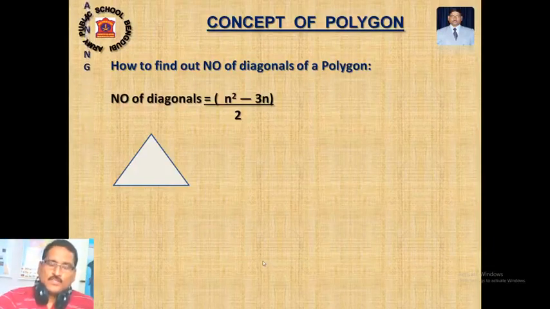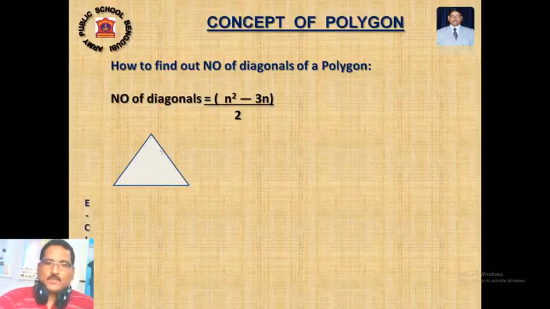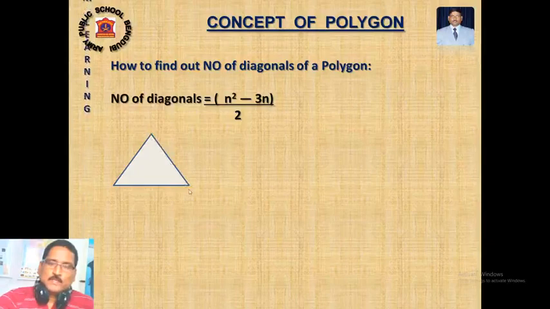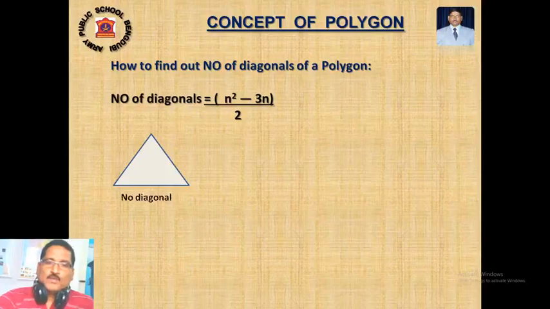Or diagonal, what is called a diagonal? The diagonal is a line segment that joins the alternate vertices of the polygon. So if I start from here, this will not be a diagonal; this will be the diagonal, but this diagonal lies on the line segment only. So in the case of a triangle, I cannot draw any diagonal. So the number of diagonals of a triangle is 0.